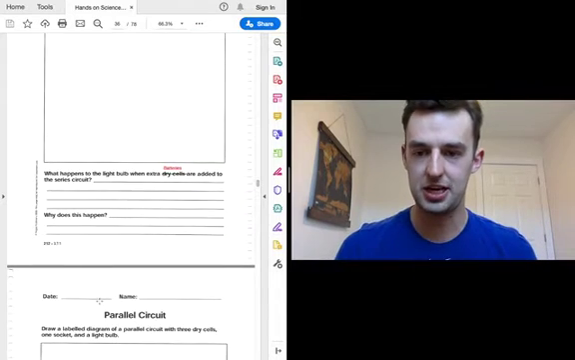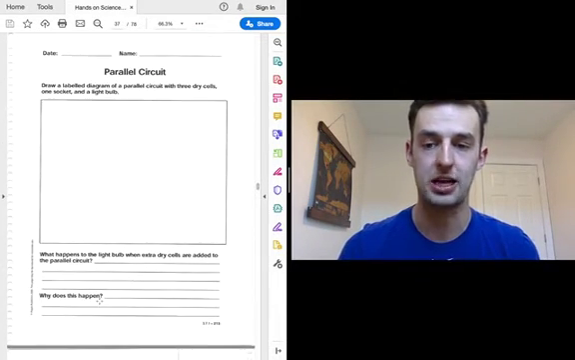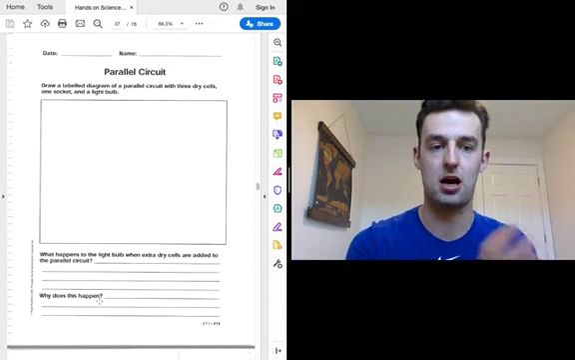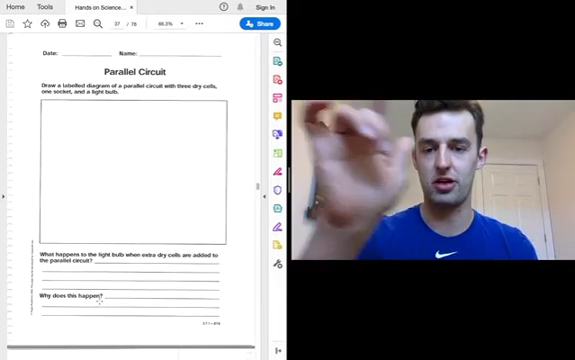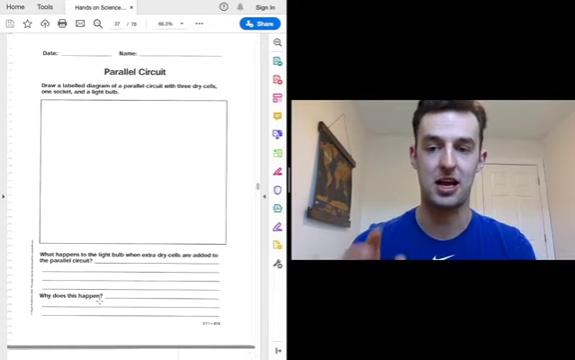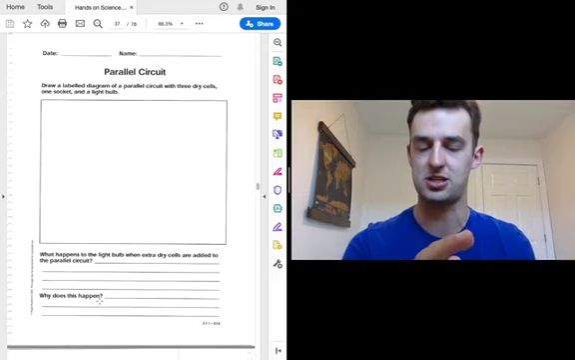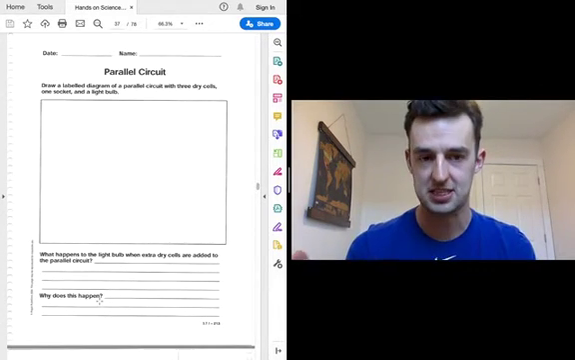Your second sheet, like I've talked about, is you will be drawing a parallel circuit. So again, the difference between a series circuit and a parallel circuit is that a parallel circuit has two or more paths that the electrons can flow down, whereas a series circuit only has one pathway that it can go down, kind of like a one-way road. There's only one way for you to go down it in a series circuit, whereas for a parallel circuit, you have multiple options to get to your destination.